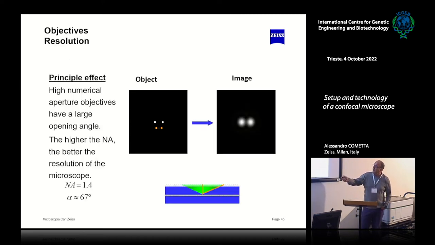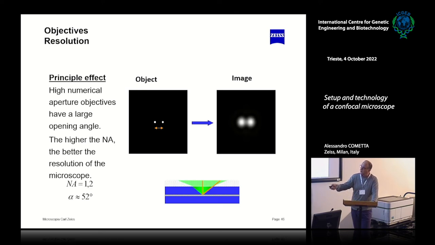What happens to your resolution if you have 2 points that are closer and closer and closer? Or what happens if you change the objective? If you look with a 1.4 oil objective, the best one you can have on the microscope, you can see 2 different points well separated. If I change and the numerical aperture goes to 1.2, it will be worse.